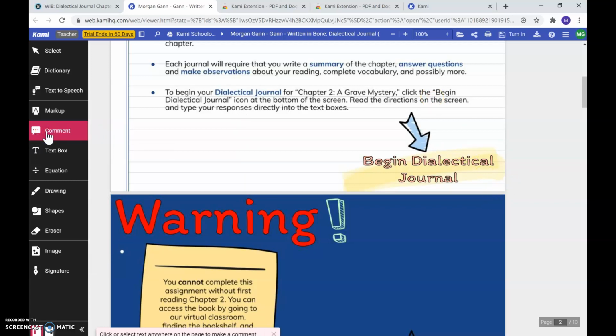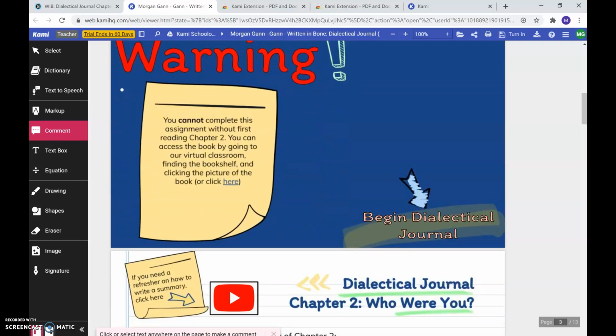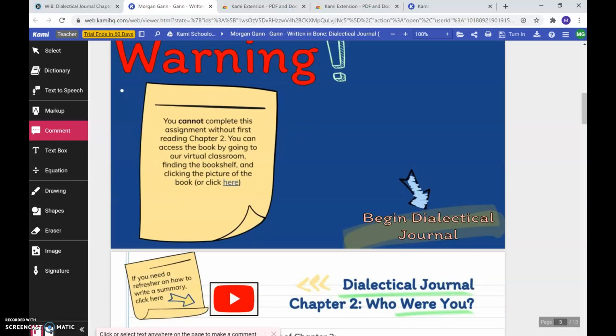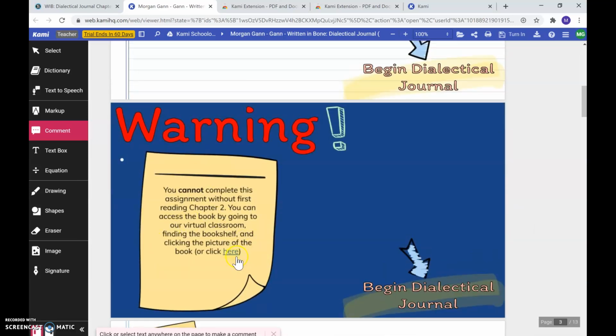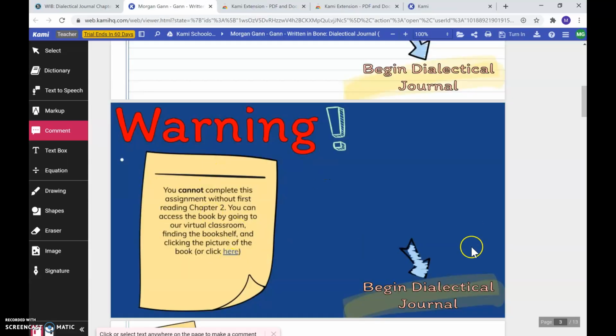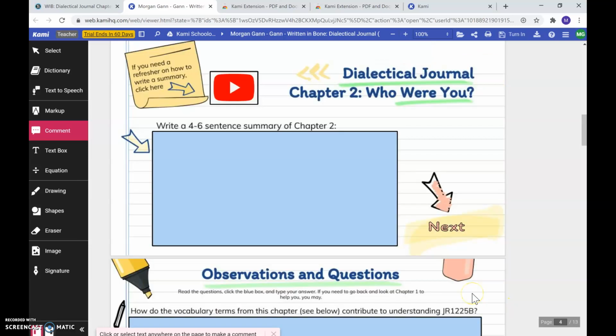Okay, so to begin your dialectical journal, we need to move into the next page. This is a warning. Again, you cannot complete it without having read Chapter 2. Now, because this is an interactive document, you can click here in order to access that. So if you need to go back to Written in Bone full text, you can click on it in your box here. Okay, the first thing is you need to write a 4 to 6 sentence summary of Chapter 2.